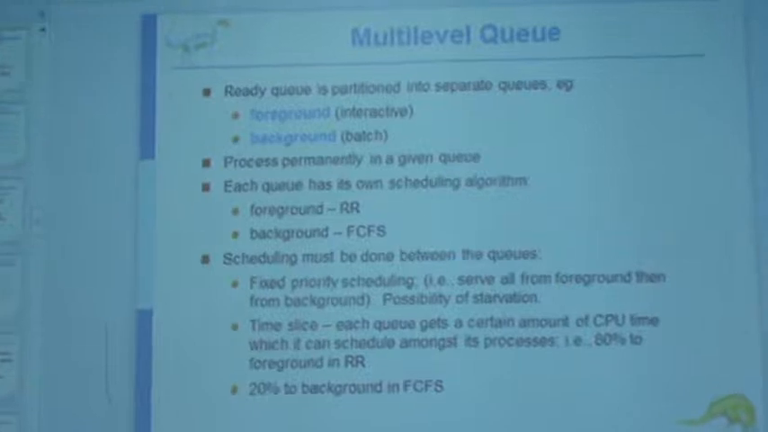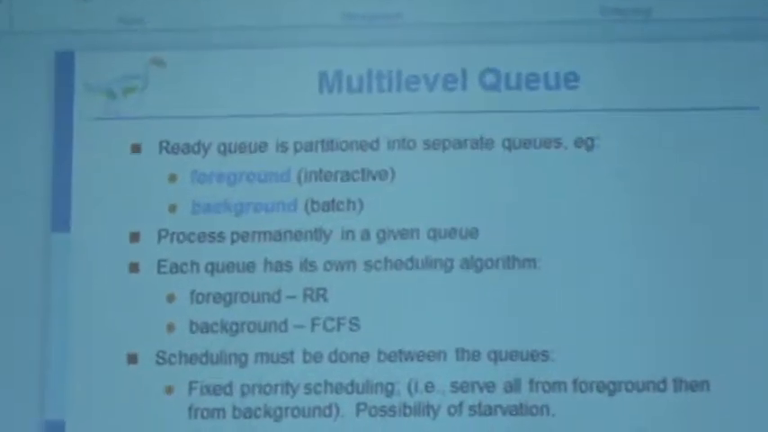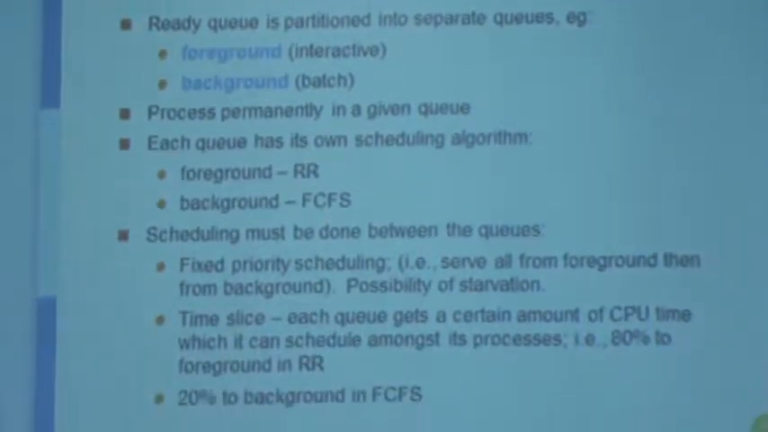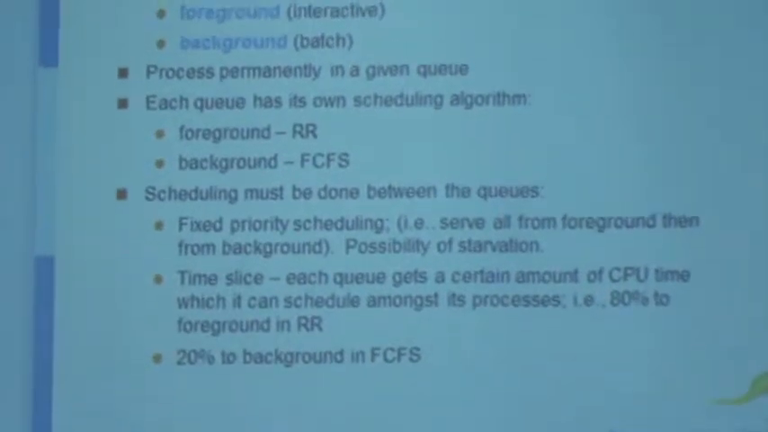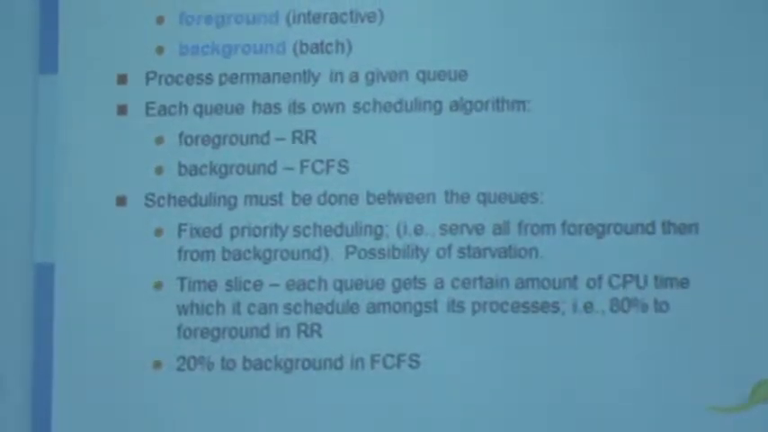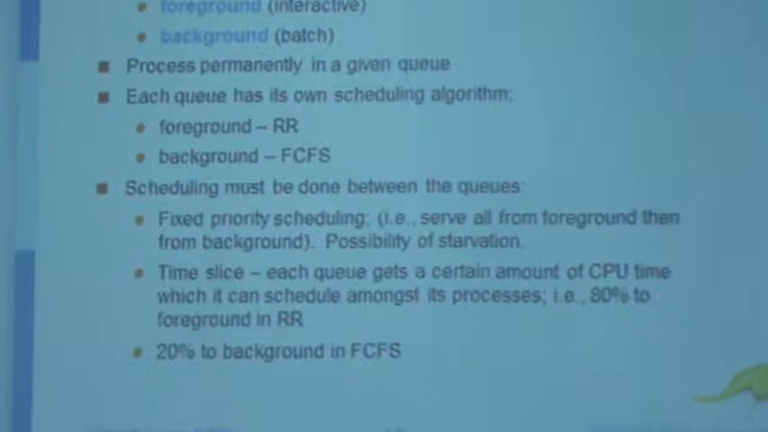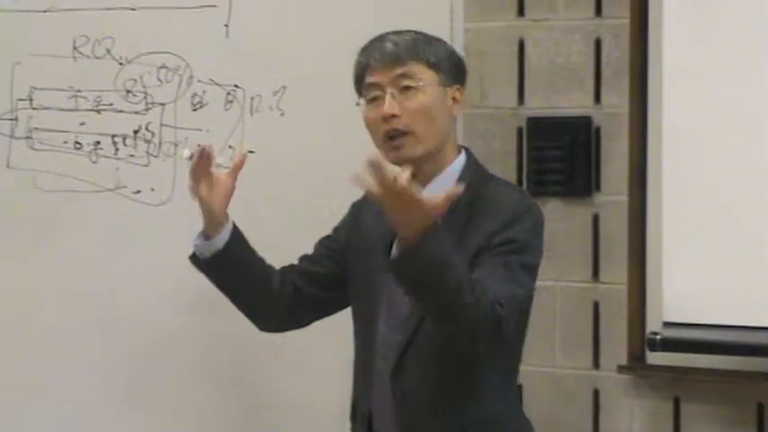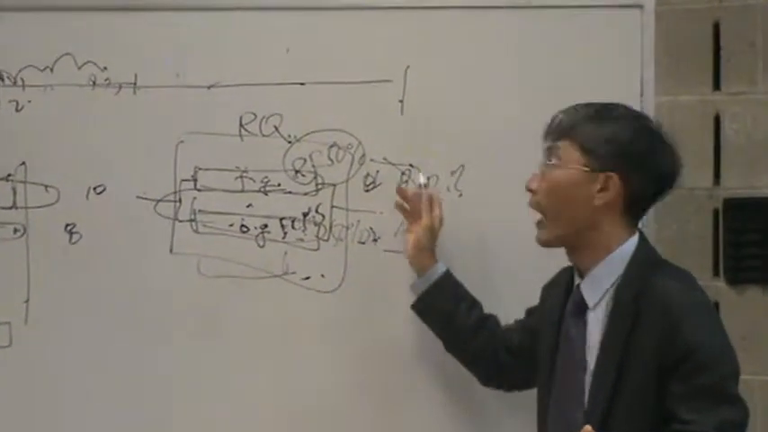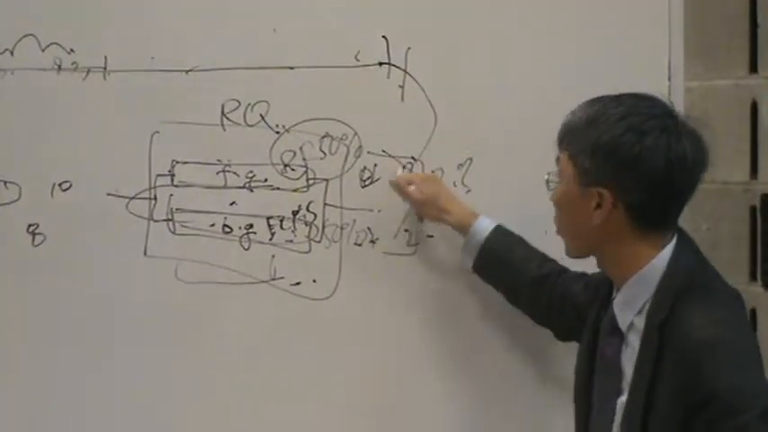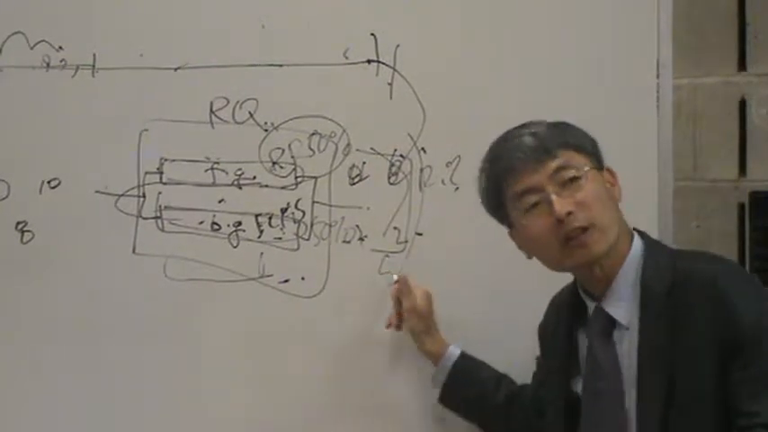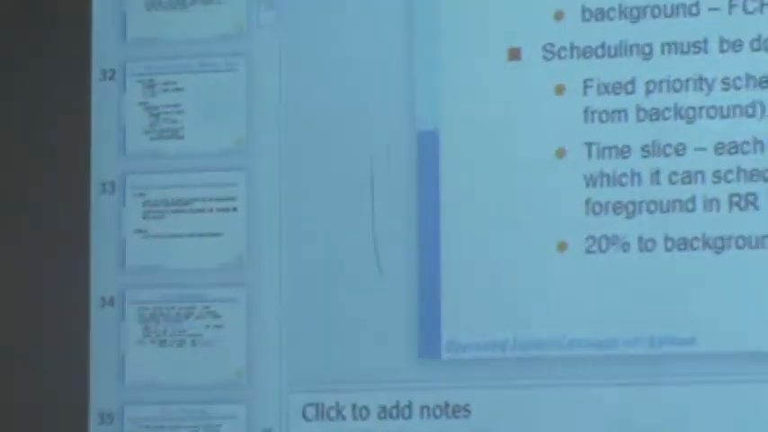In this case, for example, you can give 80% to the round robin foreground queue and 20% to the background queue, which means 8 time slots, then 2 time slots. Or you can do 4-1-4-1 instead, but on average, 80% of the CPU goes to the foreground and 20% goes to the background. Something like that.